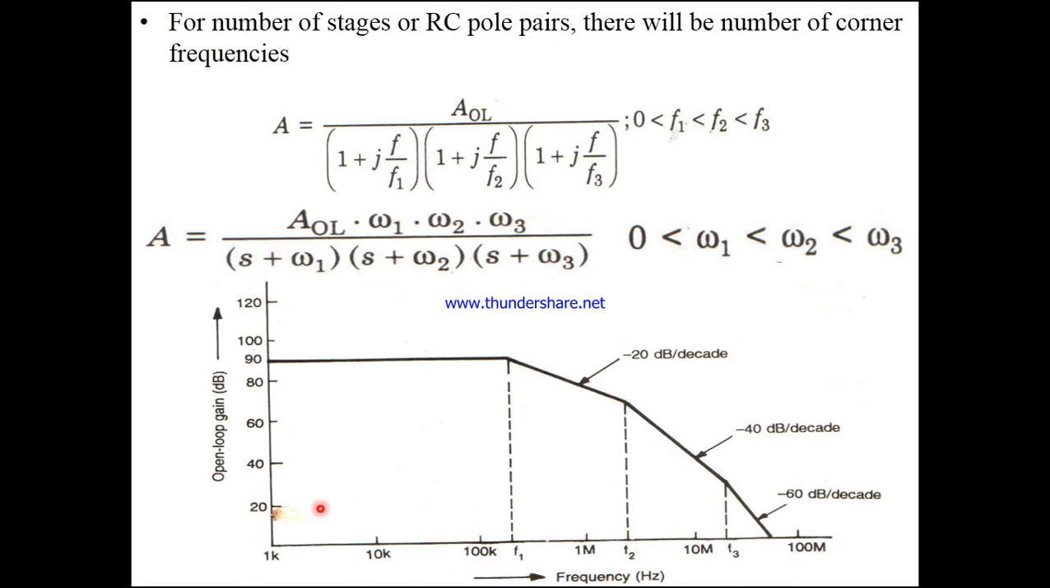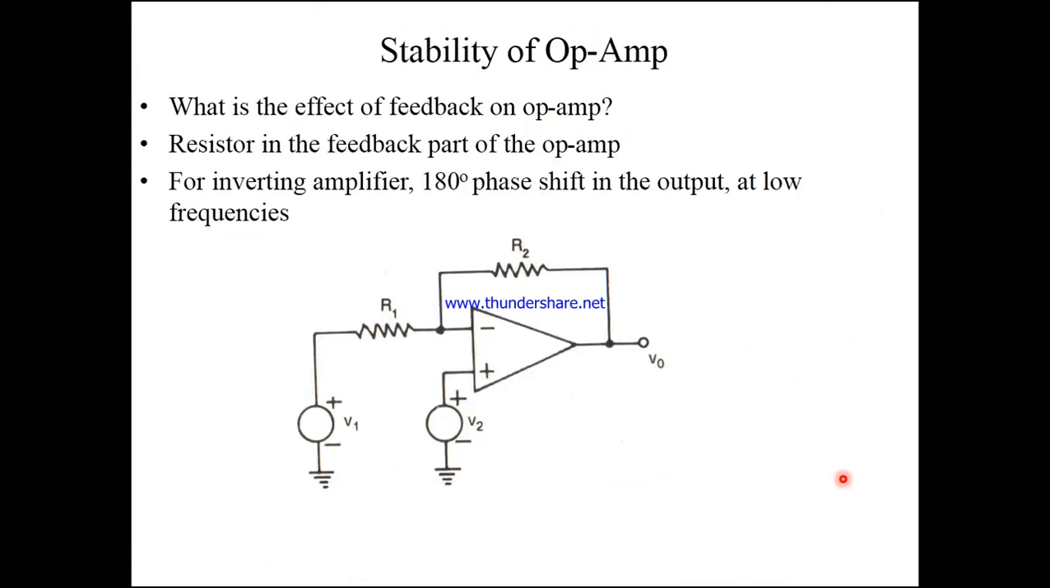And this is the frequency versus open loop gain. Here it consists of three roll offs at the three cutoff frequencies: minus 20 dB, minus 40 dB, and minus 60 dB. Next one is the stability of the operational amplifier.